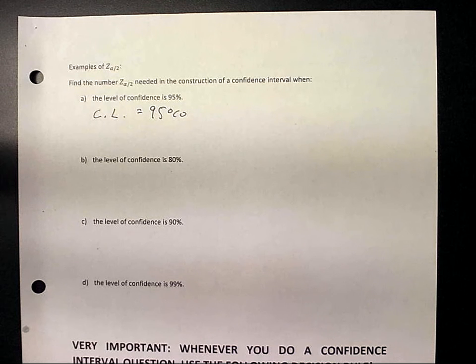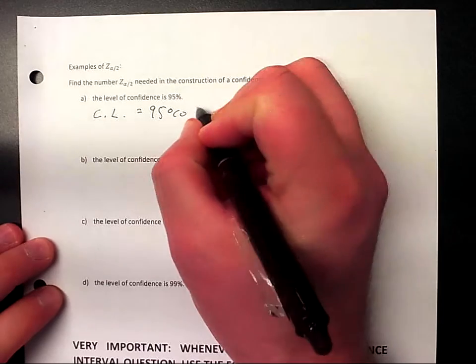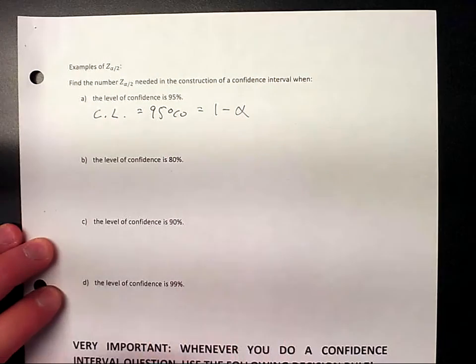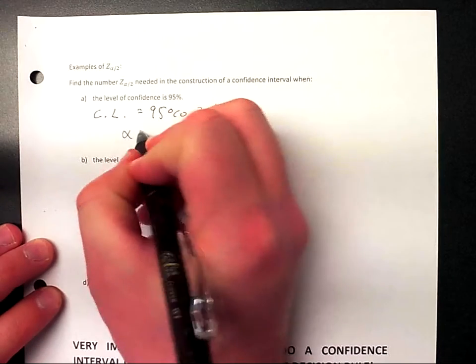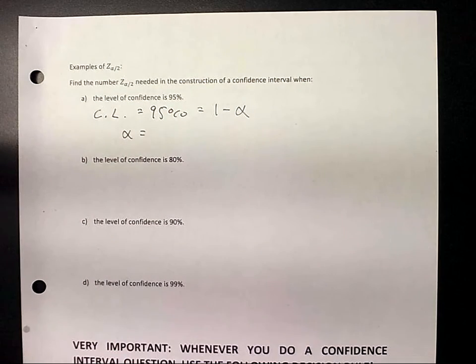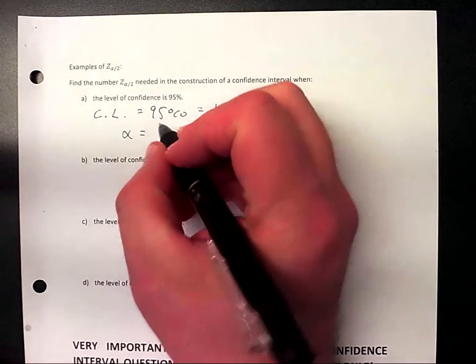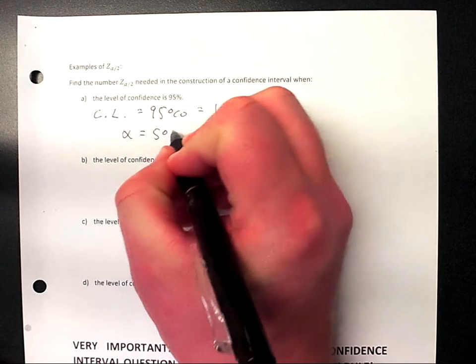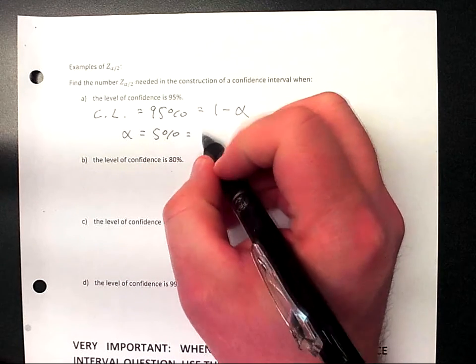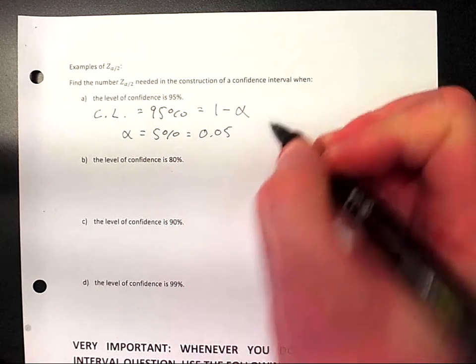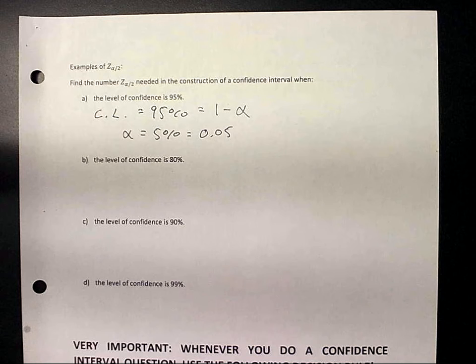And we're trying to find z values. So what's the first thing that we're going to do? Good. We're going to figure out what alpha is, because we know that our confidence level has a formula 1 minus alpha. Then alpha, we're simply just going to take 100% minus 95% in order to find out that this is 5%, which is just equal to 0.05. So now we know that our alpha is 0.05.